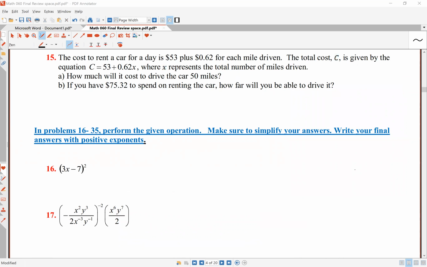The cost to rent a car for a day is $53 plus 62 cents for each mile driven. The total cost C is given by the equation C equals 53 plus 0.62x. 53 is the fixed cost per day, and then each mile is 62 cents. So we have to multiply that by the number of miles to get the total cost. So if you drive the car for 50 miles, you're going to take the $53 and you're going to take 62 cents times 50. 50 times 62 is 31 bucks, and so that gives us $84 to drive the car 50 miles.